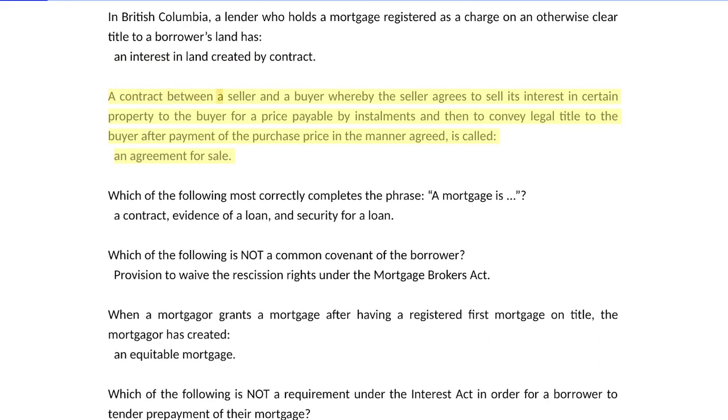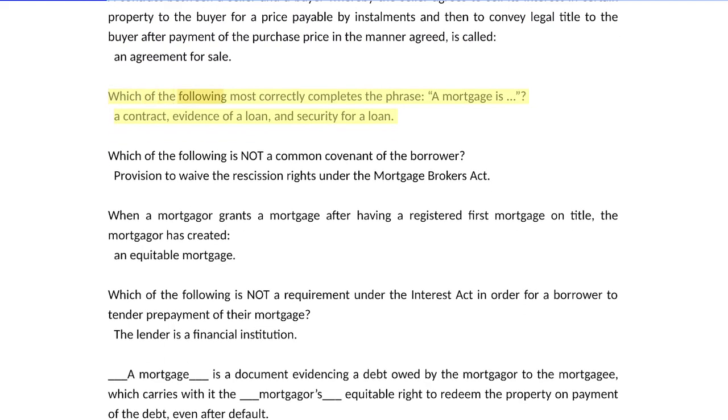A contract between a seller and a buyer whereby the seller agrees to sell its interest in certain property to the buyer for a price payable by installments and then to convey legal title to the buyer after payment of the purchase price in the manner agreed, is called an agreement for sale. Which of the following most correctly completes the phrase, a mortgage is? A contract, evidence of a loan, and security for a loan.